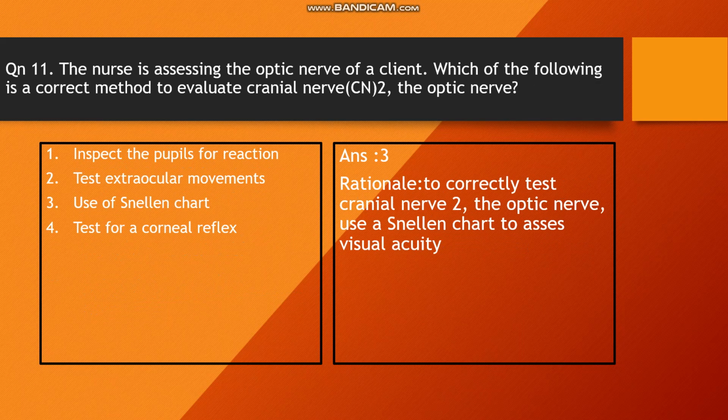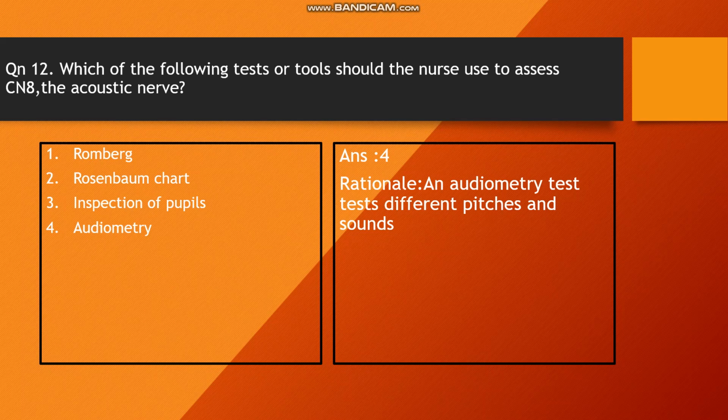Next one. The nurse is assessing the optic nerve of a client. Which of the following is a correct method to evaluate cranial nerve 2, the optic nerve? Inspect the pupils for reaction. Test extraocular movements. Use of Snellen chart. Test for a corneal reflex. Answer 3. Use of Snellen's chart. Rationale. To correctly test cranial nerve 2, the optic nerve, use a Snellen's chart to assess the visual acuity.